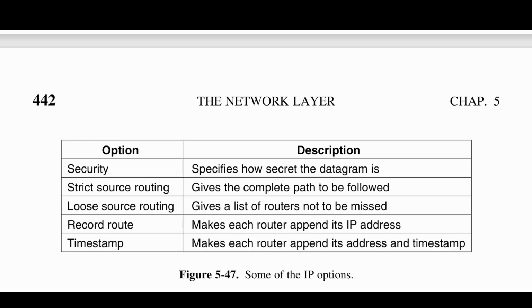It can include things like strict source routing, listing the exact path a packet must take, or record route, asking routers to sign their IP addresses as the packet passes. Timestamp, asking routers to record when they saw the packet. However, because the max header size is 60 bytes, there's only space for about 40 bytes of options, which makes features like record route limited to just 9 hops.